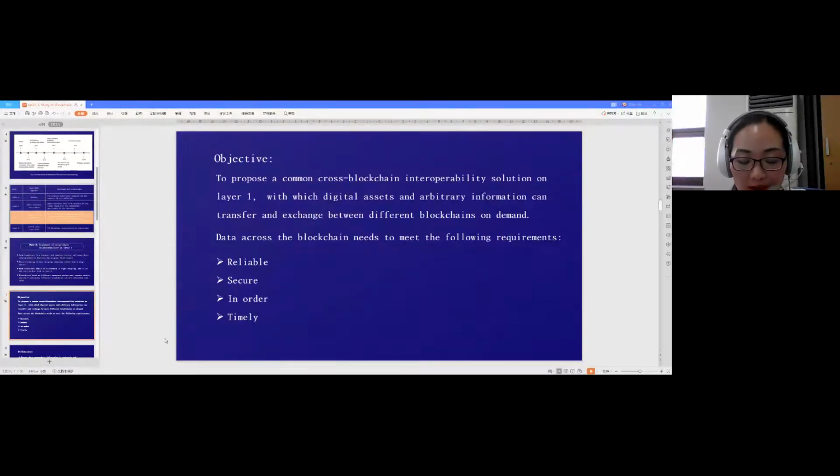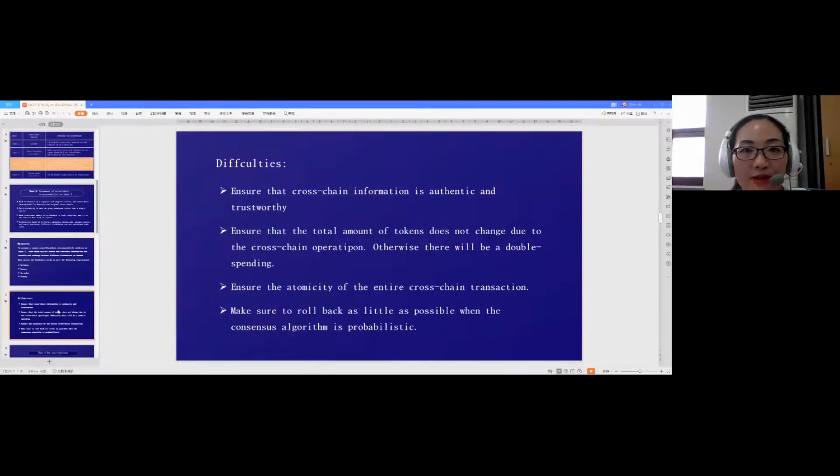The data across the blockchains need to meet the following 4 requirements. They are reliable, secure, in order, and timely. There are a lot of difficulties in implementing these requirements. We should ensure that the cross-chain information is authentic and trustworthy. Ensure that the total amount of tokens doesn't change due to the cross-chain operation. Otherwise, there will be double spending. We should ensure the atomicity of the entire cross-chain transaction. We should also make sure to roll back as little as possible when the consensus algorithm is probabilistic.